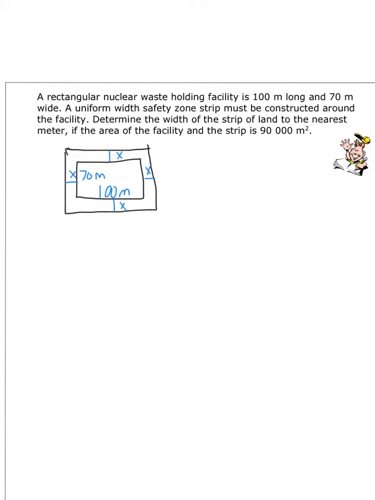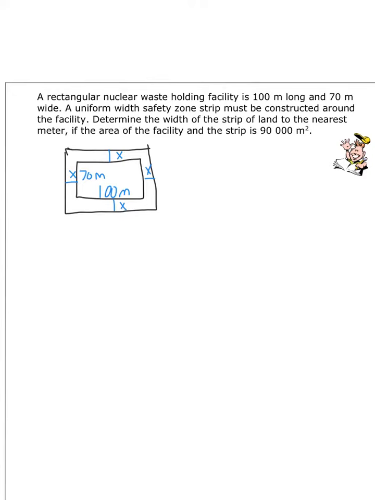So the first thing I'm going to do is draw a diagram to help understand what this question is asking. Here I have drawn the rectangular nuclear waste facility with the dimensions 100 by 70, and then I drew a uniform width safety zone around. So a rectangle inside a rectangle. We are told that the width of the safety zone strip is uniform. We don't know what that width is, so I called it width x.